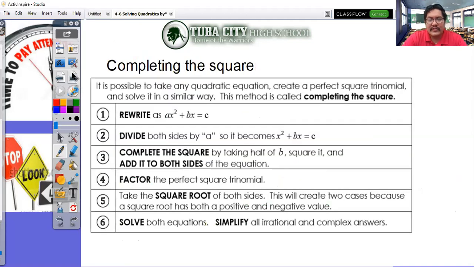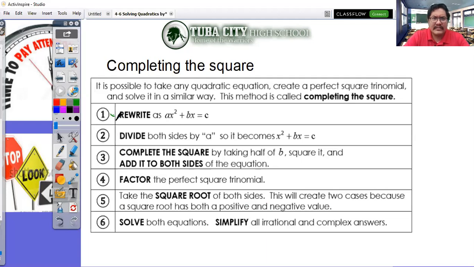Let's go ahead and move on to what we need to know for this lesson, and that is how to use completing the square. So it's going to be the same thing, just a few more steps. It is possible to take any quadratic equation, create a perfect square trinomial, and solve it in a similar way. This method is called completing the square. So we're trying to make what we have here look like what we just got done doing. That's the step that we're going to have to do, is make it look like this so we can use completing the square, because completing the square requires a little bit of setup.